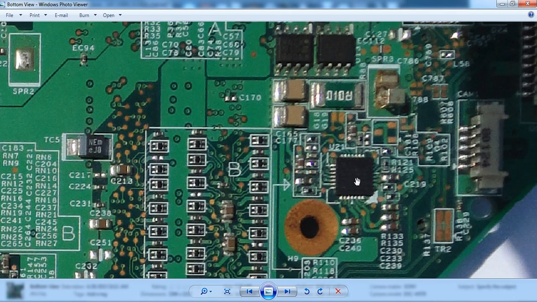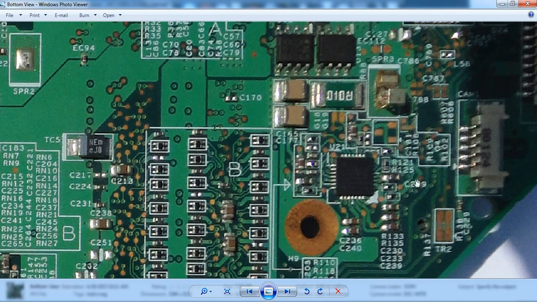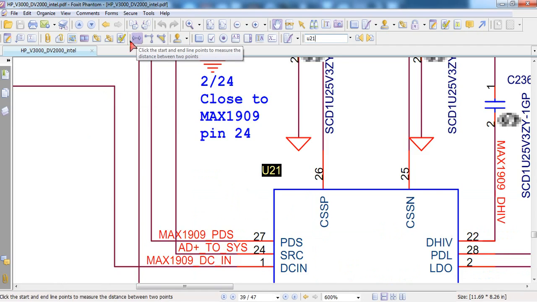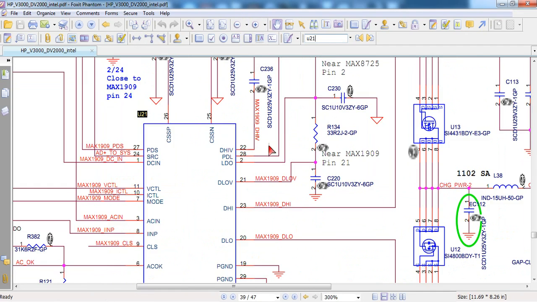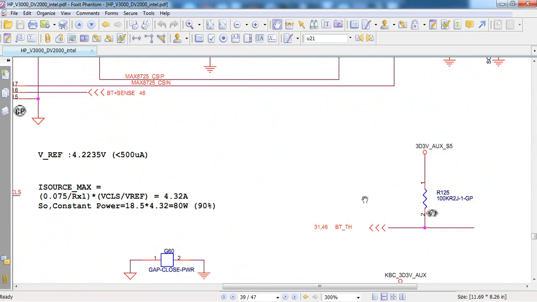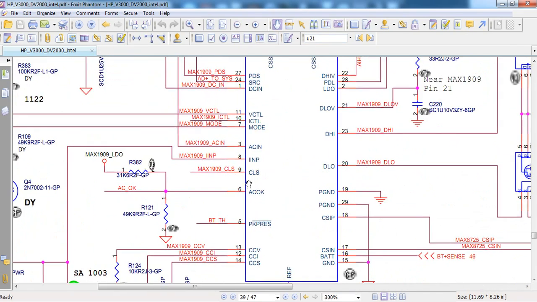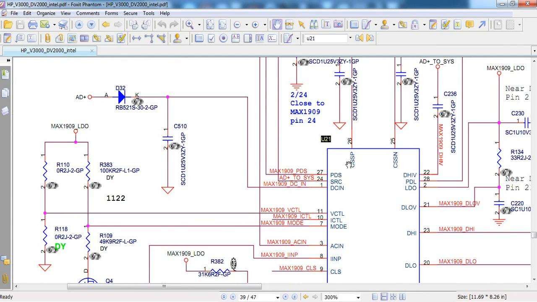And the integrated circuits are mentioned as U or Q. This is U21. If you type U21 on the schematic, you can directly go to the chip page. This is U21, and this is for the charger. Okay, this is the charger IC. The charger IC is located very close to the charger pins.